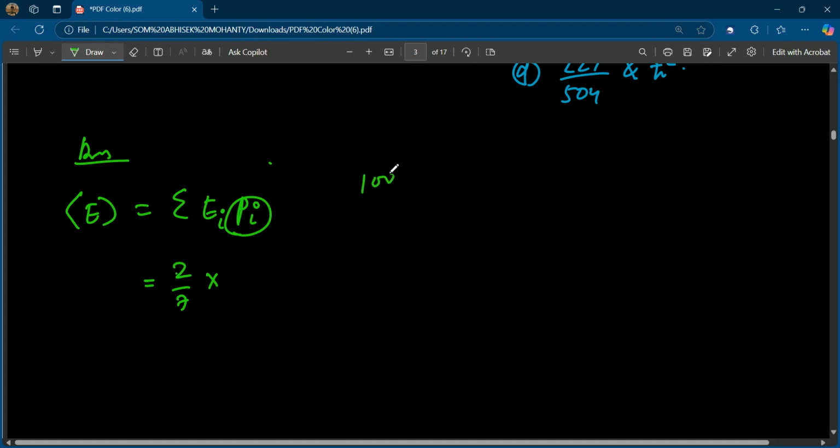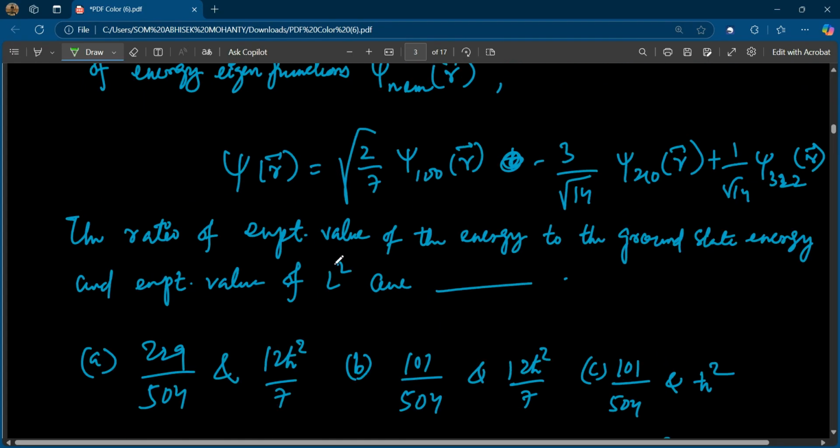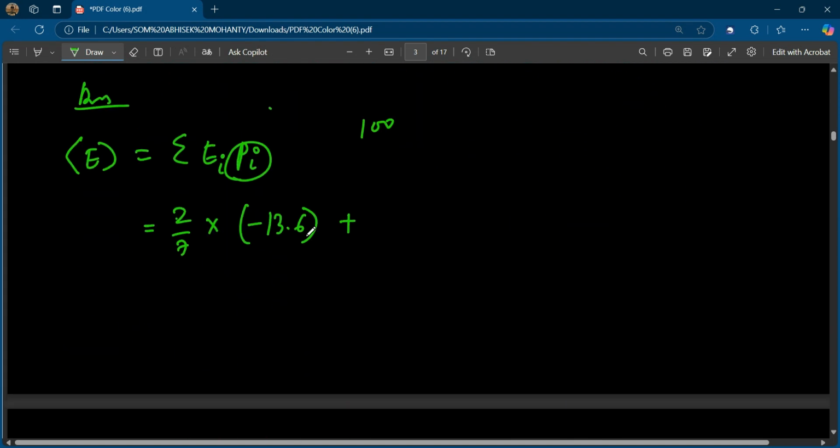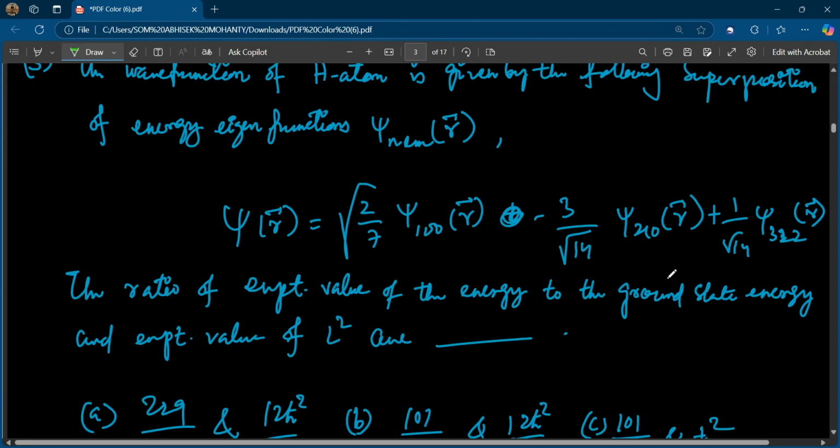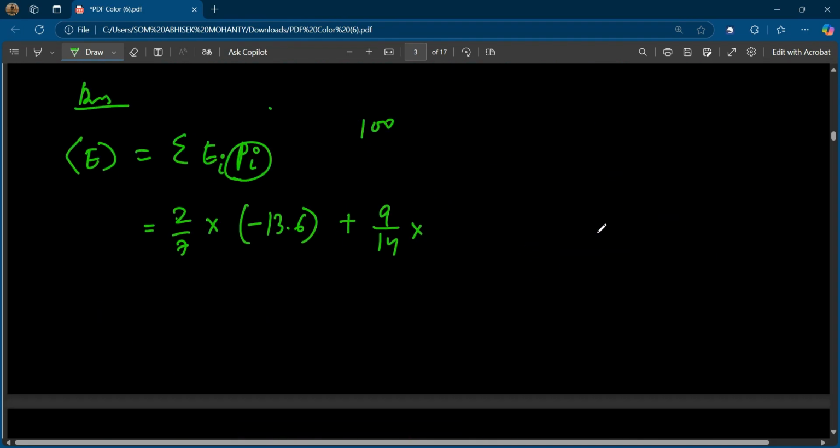For the first state n=1, that is minus 13.6 by n square, so minus 13.6. Plus, next we have 3 by root 14, which gives 9 by 14, and the energy state is n=2, so minus 13.6 divided by 4. Plus now the 1 by 14, so minus 13.6 divided by n square, which is 3, so 9.